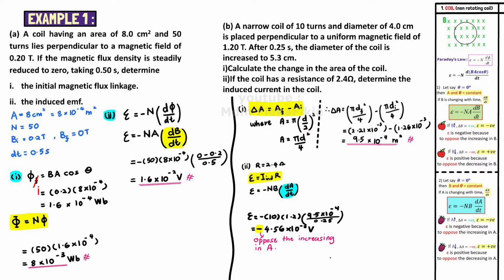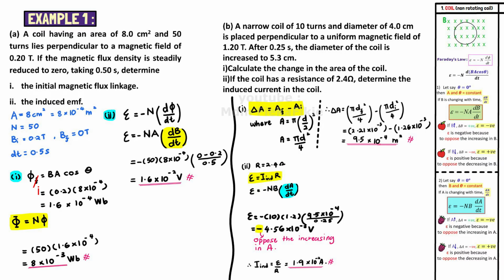Okay, jadi sekarang kita bolehlah kira induced current, where induced current is equal to induced EMF over R, and final answer akan dapat 1.9 times 10 power of negative 2 ampere. Okay, so untuk induced current, you boleh saja tinggalkan jawapan dalam positive value. Alright, so we finished the first part about non-rotating coil.